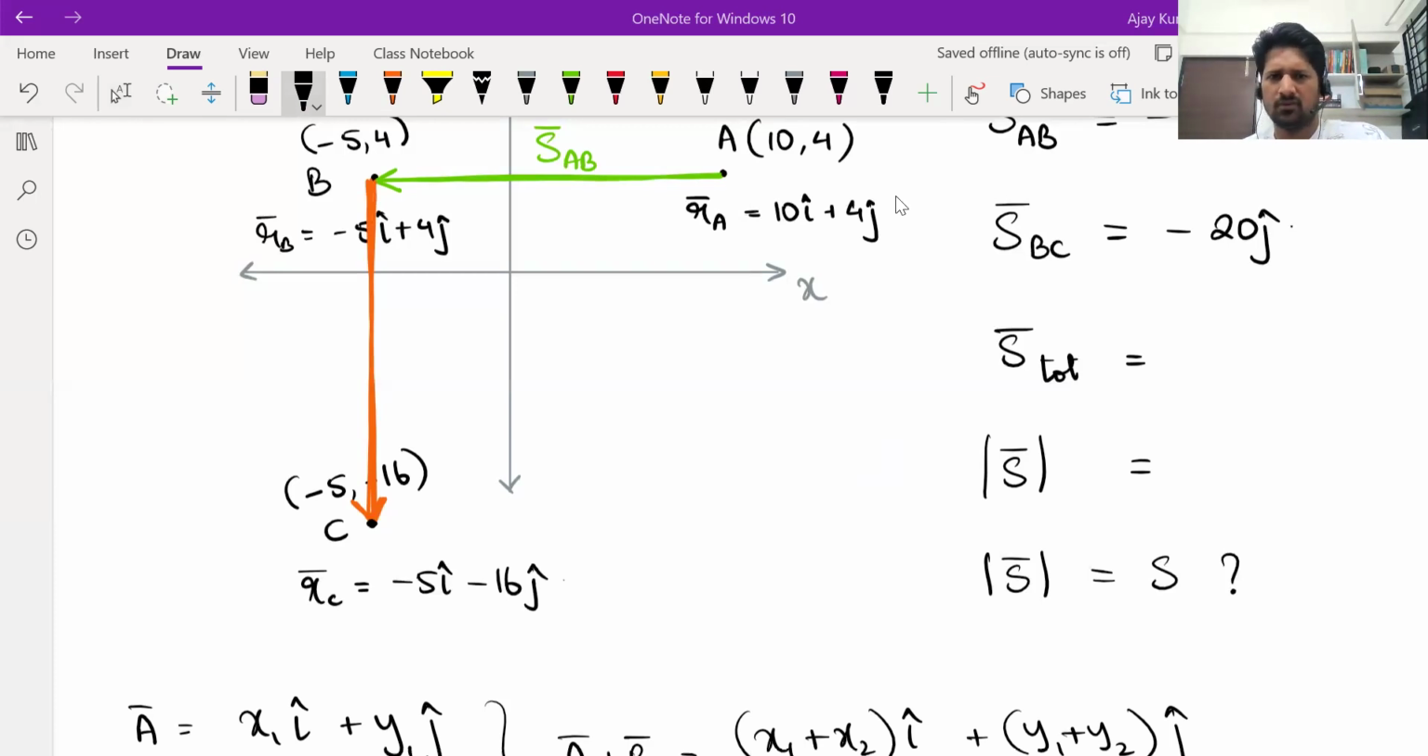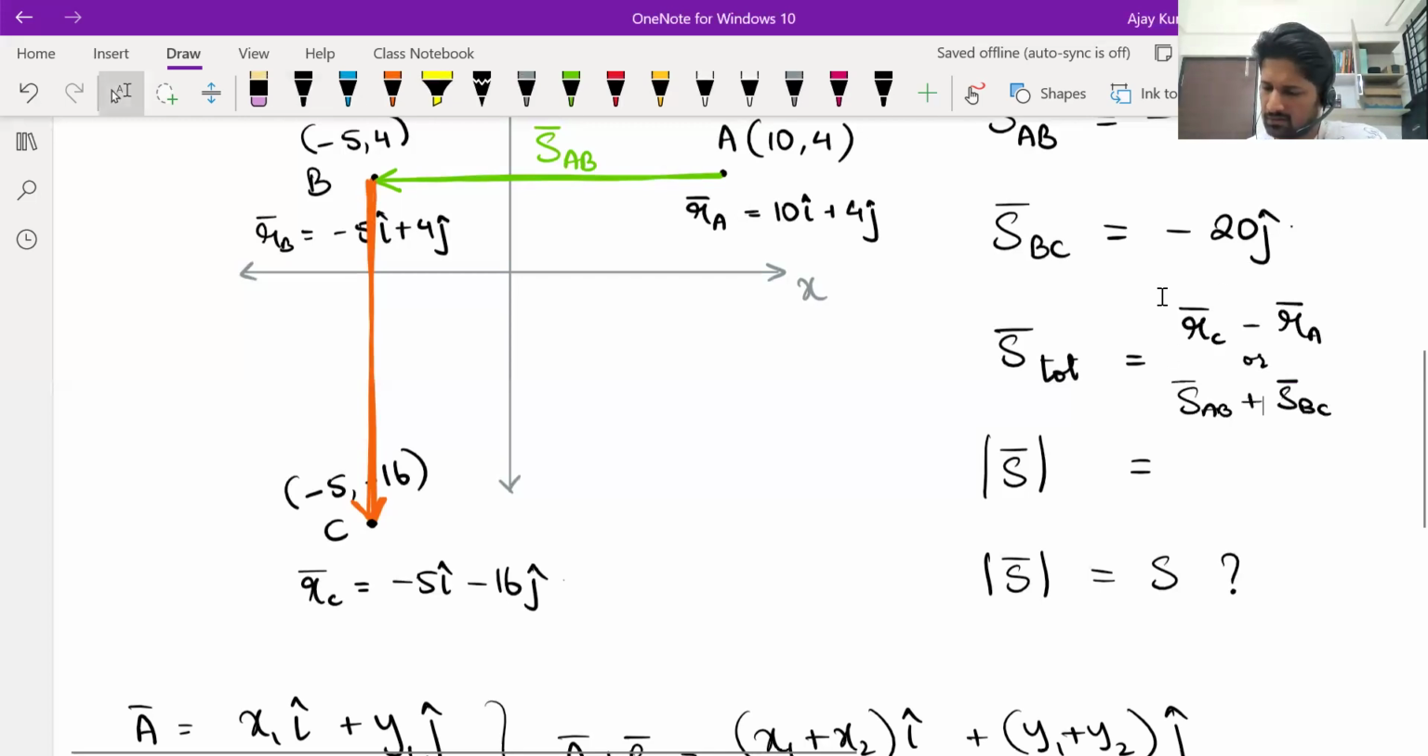You just have to do the overall final position minus overall initial position. That is one way to do. That means position vector of C minus position vector of A. Otherwise, you can do first displacement plus the second displacement. That will also become total displacement. So you can solve whichever way you want.